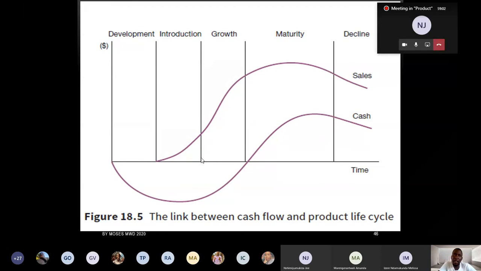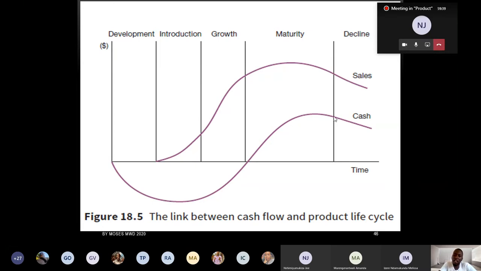Now here, it means the sales revenue you're making here is covering the costs. So cash, it's like now you're having a lot of inflows. So when you have a lot of inflows, by the time you leave growth stage going to maturity stage, you are making abnormal profits. Because there's nothing like negative. Whatever you are spending is covered and absorbed within the revenues you're making.